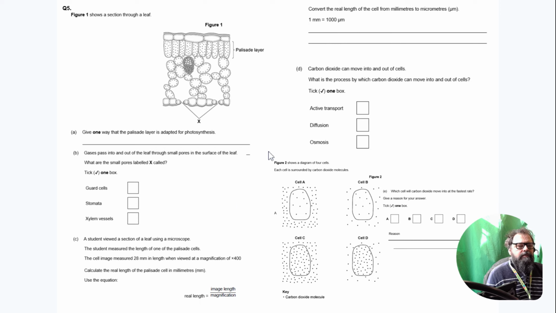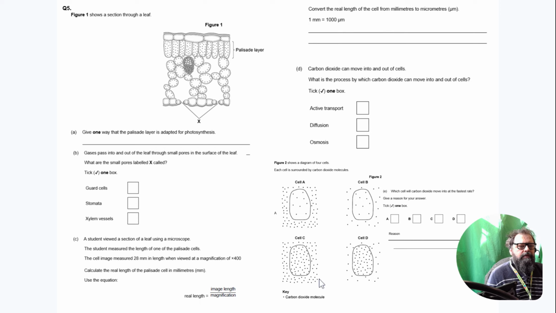The second part of this calculation asks you to convert your answer into micrometers. So we've got an answer of 0.07, so we need to do something with that. We're told that there's 1000 micrometers in 1 millimeter. And so we're going to times our answer by 1000. The right answer here will be 70 micrometers.